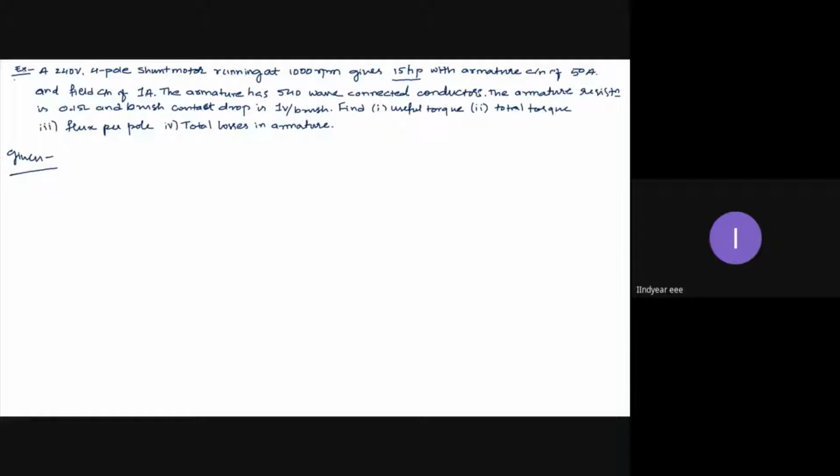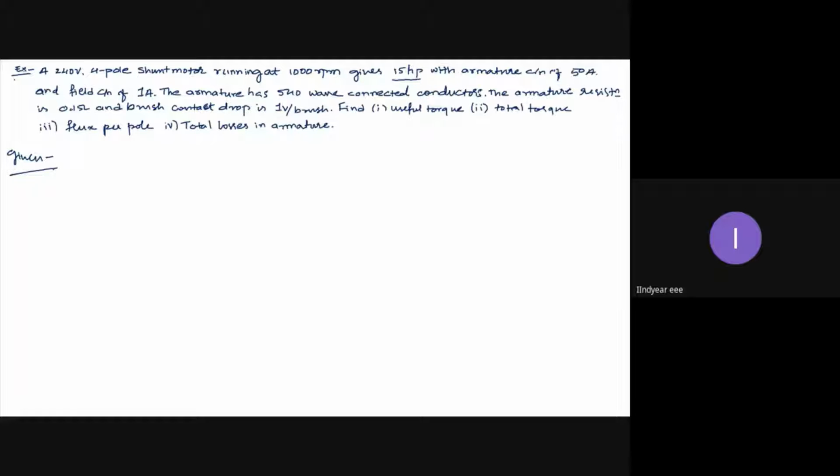Okay, so the output of the motor is 15 HP with armature current of 50 amperes and field current of 1 amperes. The armature has 540 wave connected conductors. The armature resistance is 0.1 ohm and brush contact drop is 1 volts per brush. Find the useful torque, that is TSH, total torque, that is TA, flux per pole phi, and total losses in armature. So these are the things I have to find.